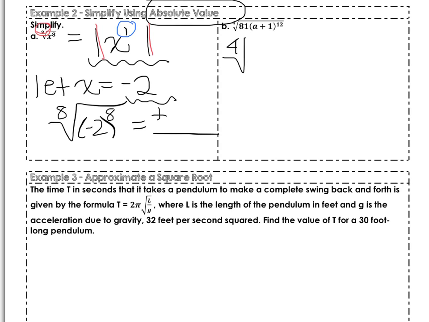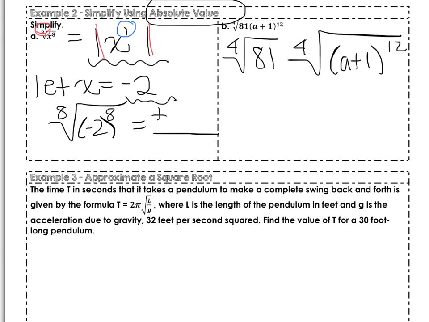Let's break it up into two problems. The fourth root of 81 times the fourth root of the quantity a plus 1 to the 12th. When dealing with the fourth root of 81, well, 81 can really be represented as 3 to the fourth power. The fourth root of 3 to the fourth power is 3. I don't need to worry about absolute value bars here because 3 is a constant. It is what it is, not a negative.